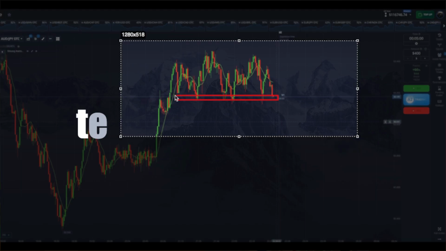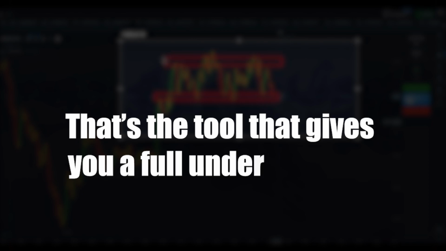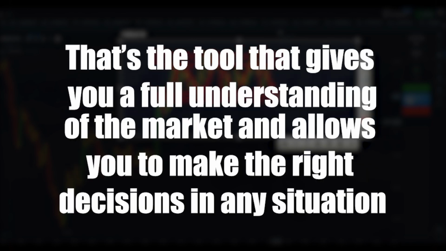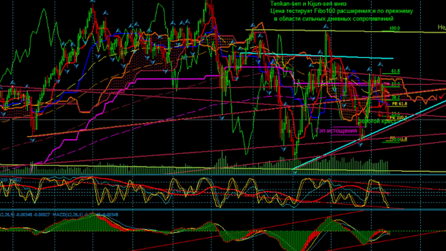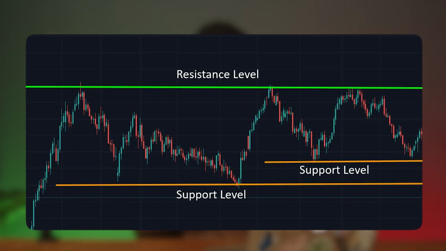The foundation of successful trading has always been, and still is, technical analysis. That's the tool that gives you a full understanding of the market and allows you to make the right decisions in any situation. There are traders who clutter their charts with so many indicators that you can barely see the price itself, but they think they have become trading masters. Trust me, nothing replaces proper technical analysis. The basics, support and resistance levels, along with trends. These are fundamental knowledge that every trader must have.